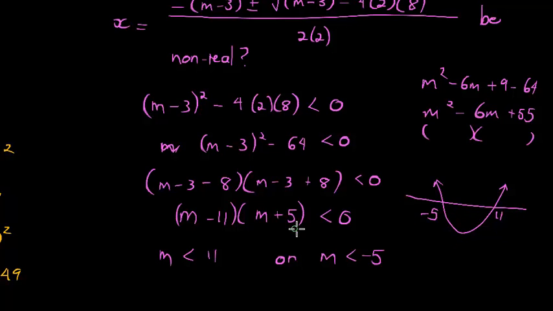Okay, now next what you do is everything smaller means we're using this part of the graph. That means we're going between negative 5 and 11, but they're not included. They're not included because this one is not included. So in other words, m is smaller than 11, yes, but m is not smaller than negative 5, it's bigger than negative 5.